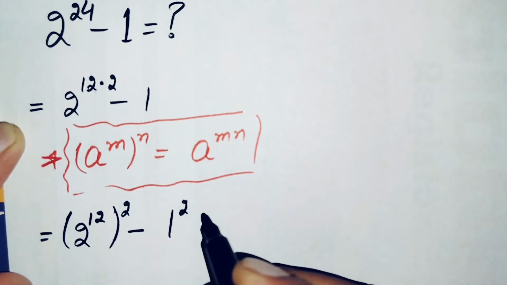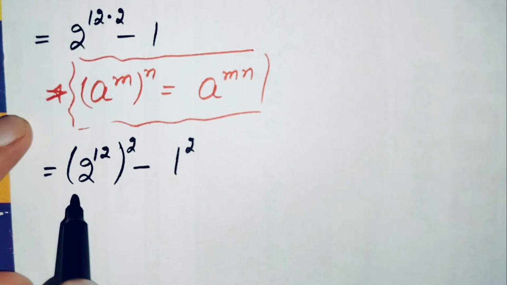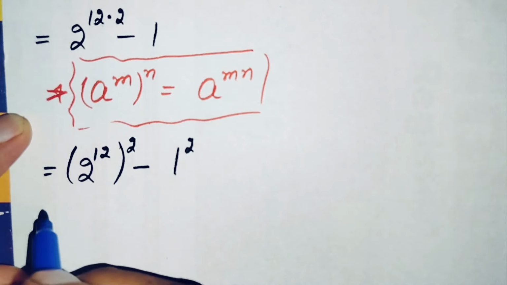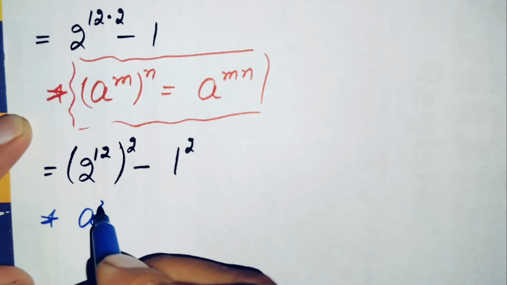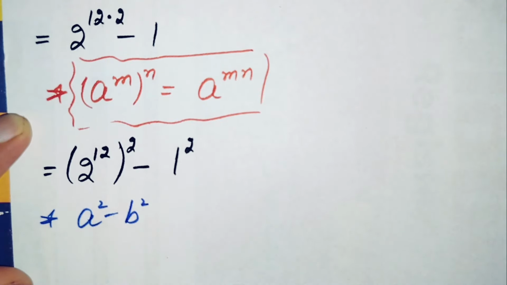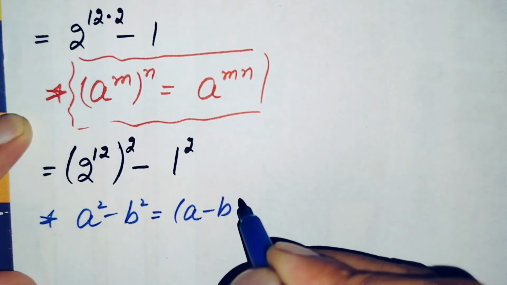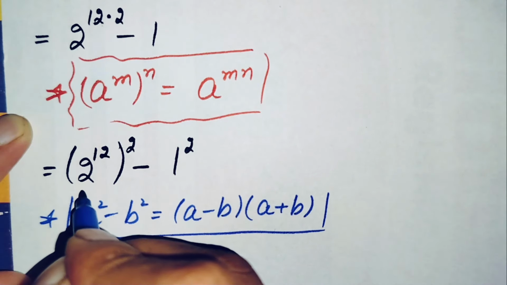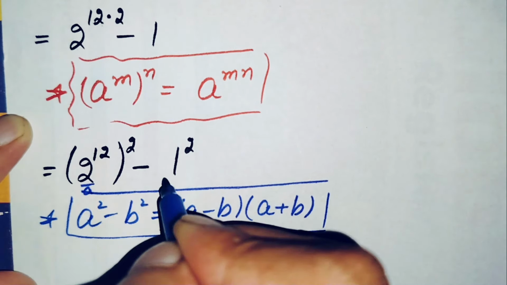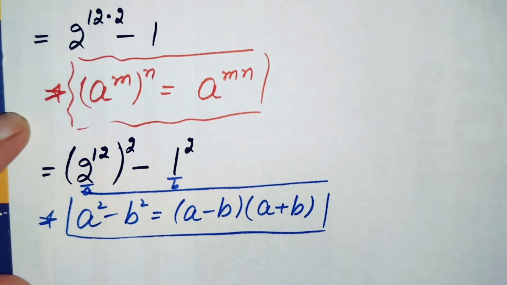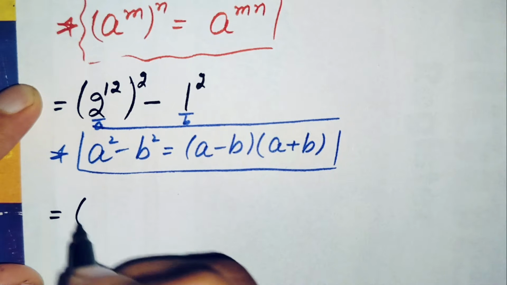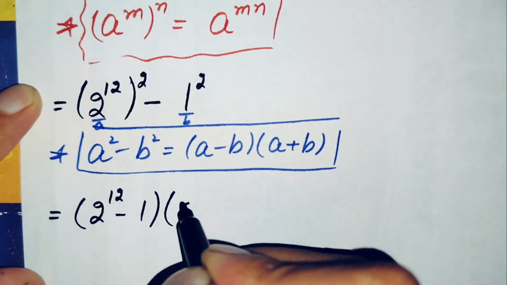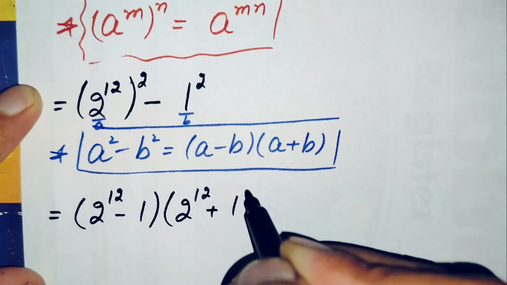as 1 square. Now here this is a famous algebraic identity, a square minus b square. So we will use this identity: a square minus b square is equal to a minus b times a plus b. So using this identity, a is 2 raised to power 12 and b is 1. So this equation will become a minus b, so a is 2 raised to power 12 minus b is 1, times a plus b, that is, a is 2 raised to power 12 plus b is 1.